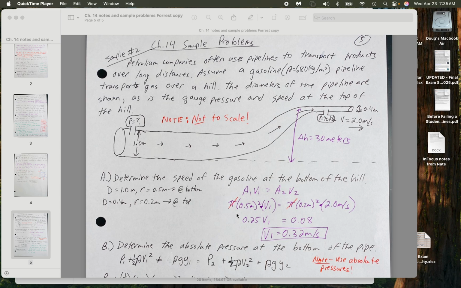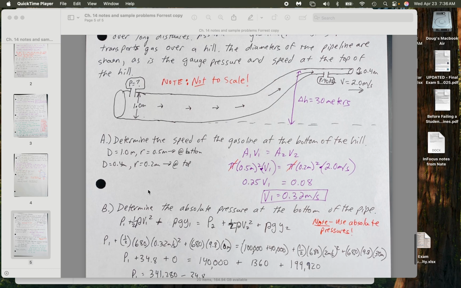So the area of something is pi r squared. So we get 0.25 v1 equals 0.08. So v1, the velocity down here, is going to be 0.32 meters per second. Hopefully it makes sense that it's slower because it's much wider. It's 2.5 times as wide, so it's 2.5 squared times slower.